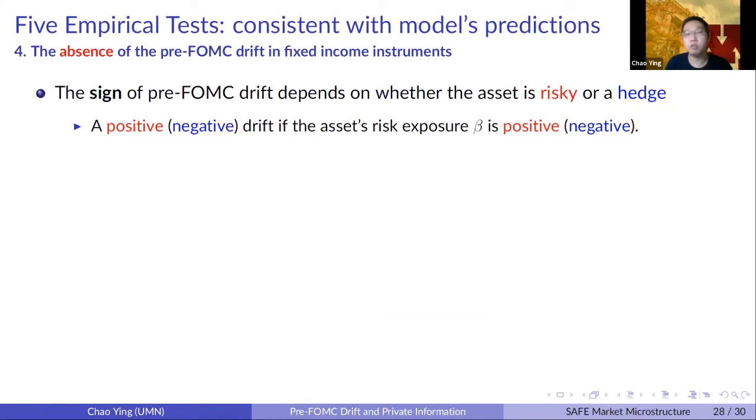Fourth, Lucca and Moench also document there's no pre-announcement drift in the fixed income market. In the model, I found that the sign of the pre-announcement drift depends on whether the asset is risky or hedged. The pre-announcement drift will be negative if the asset's risk exposure beta is negative, meaning that when the asset is a hedge, there is a negative pre-announcement drift.